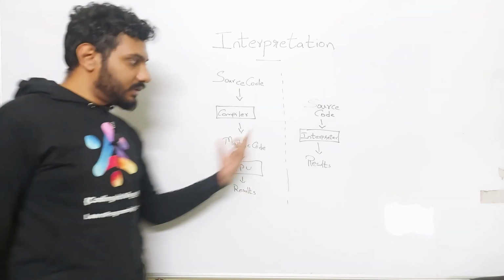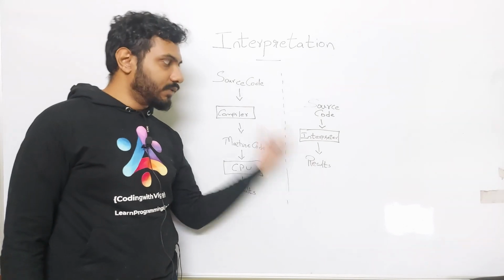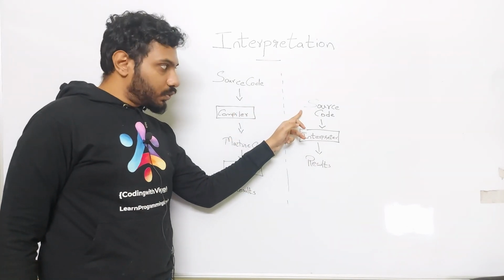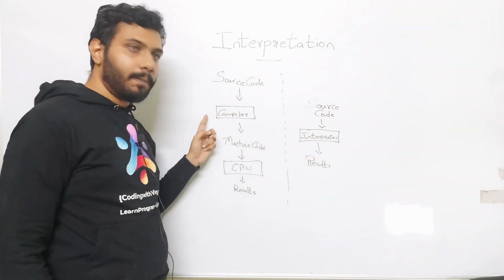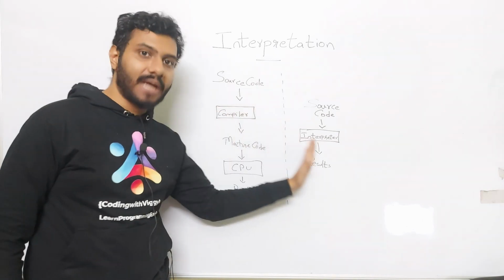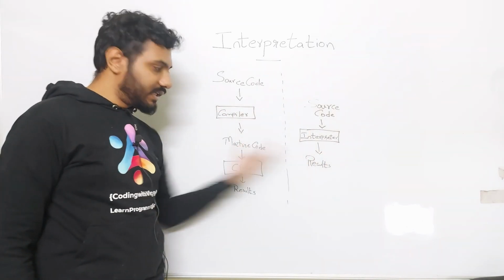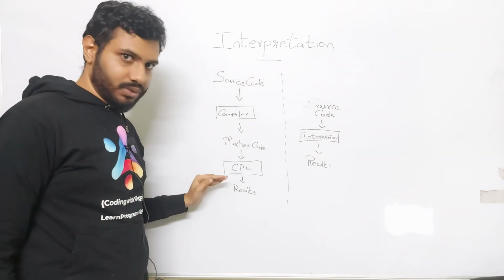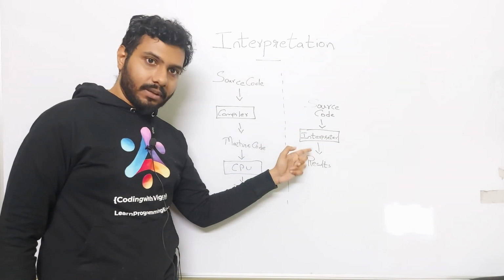Here, if you come to an interpreter language, the source code is given directly to the interpreter. There is no compilation and execution step happening here. This one works totally differently from the compiler language. Source code is given to the interpreter.